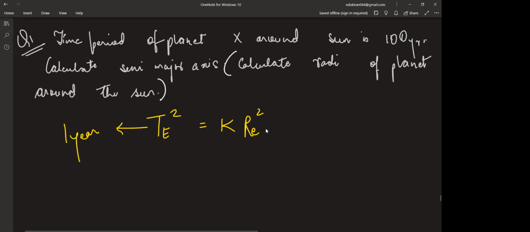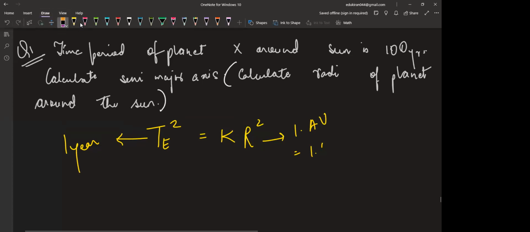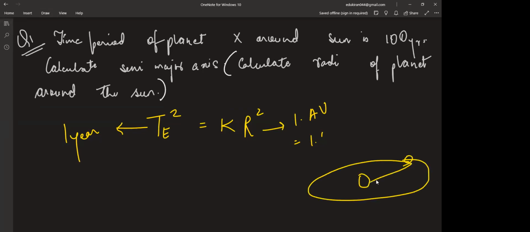This is 1 year. Radius of Earth, which is one astronomical unit, or you can write, this is not the radius of Earth. This will be confusing. This is the radius of the orbit of Earth. If the sun is here, Earth is here. This separation we are considering, not the radius of Earth. That is one astronomical unit, the separation between sun and Earth. This is one astronomical unit, 1.09 into 10 to the power 11 meters.